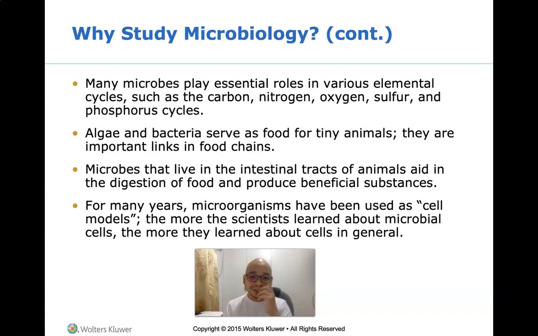Microbes that live in the intestinal tracts of animals aid in the digestion of food and produce beneficial substances. So that's the reason why cows are able to metabolize the grass that they are eating, because of the presence of ruminants. These are bacteria found in the intestinal tracts of cattle. Okay? For many years, microorganisms have been used as cell models. The more scientists learn about microbial cells, the more they learn about cells in general, because they're using these microorganisms as models.